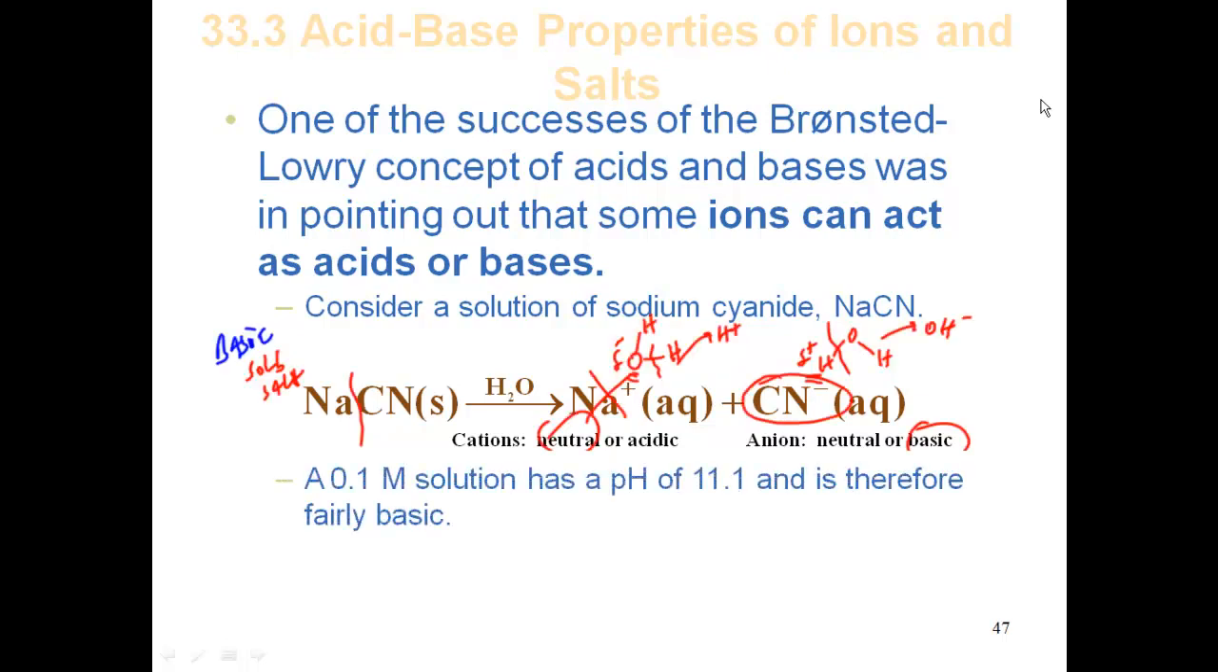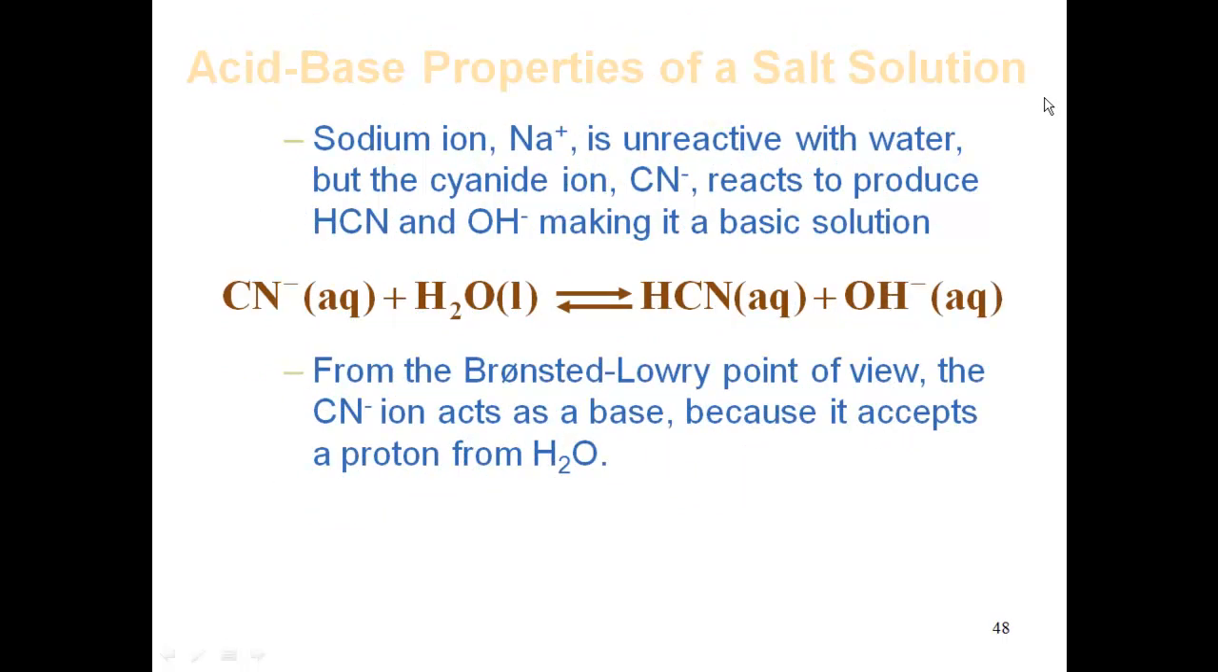If we had a 0.1 molar solution of sodium cyanide, and that's not a very high concentration, the pH of that salt would be 11.1, and that basic pH is coming from that cyanide. That cyanide is able to undergo hydrolysis and produce hydroxide ions, which gives the higher pH of that solution. The sodium ion is unreactive with water, but the cyanide ion reacts to produce hydrogen cyanide and hydroxide, making it a basic solution.